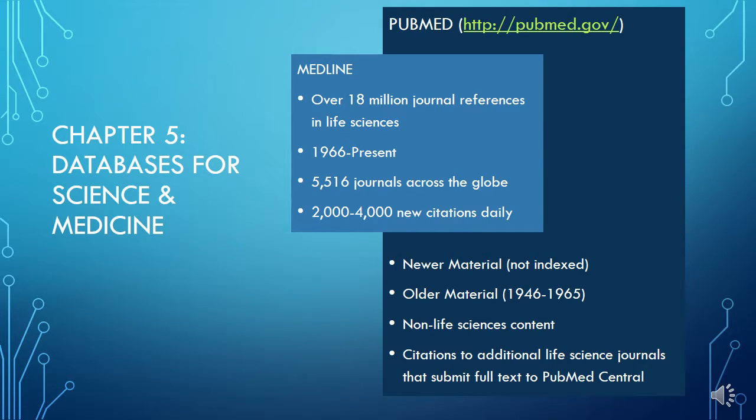PubMed and Medline are primary resources for the scientific and medical communities. Both are products of the National Library of Medicine, and as you can see from the slide, Medline is the main component of PubMed. Medline contains over 8 million journal references in the life sciences, and it covers material from 1966 to the present. Some additional content in PubMed that is not in Medline includes newer material, older material, and non-life sciences content.